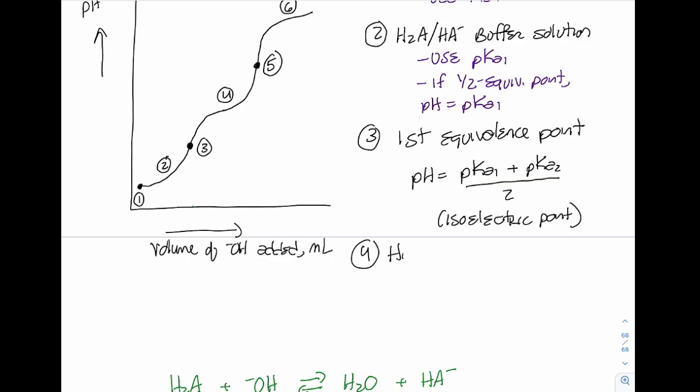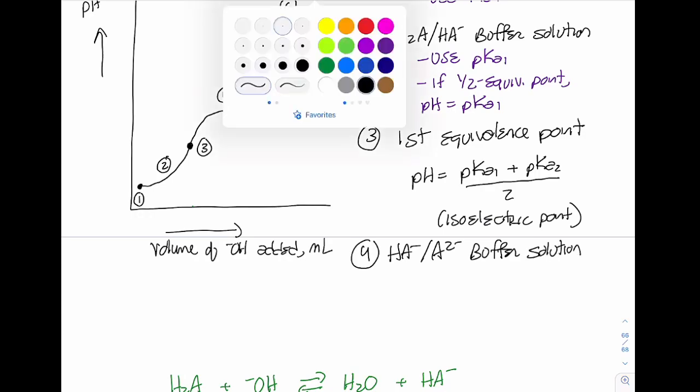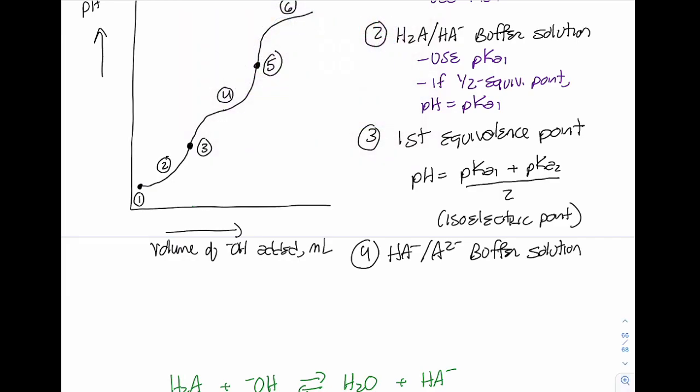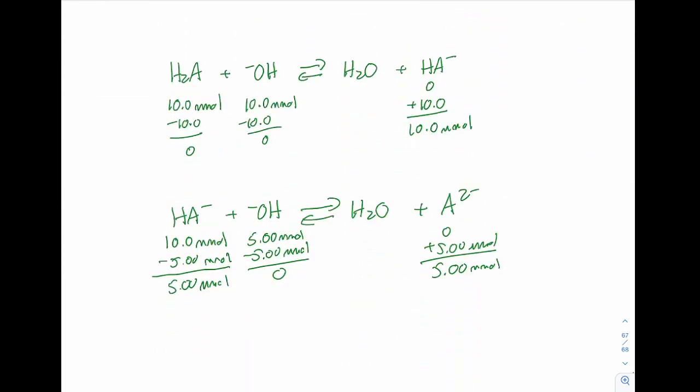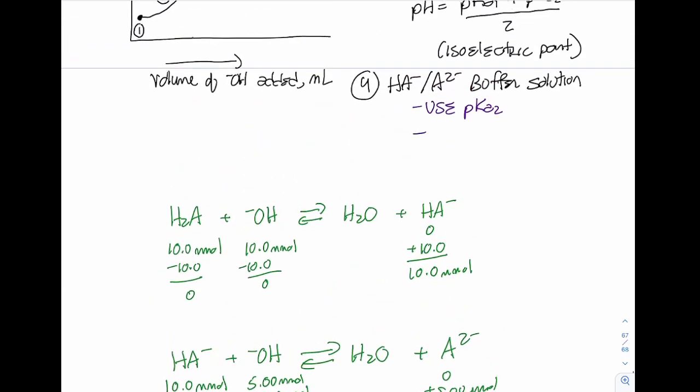It's going to be an HA minus A2 minus buffer solution. Again, you can use the Henderson-Hasselbalch equation, but this time you do need to use pKa2. And then if you're halfway to the second equivalence point, which we are in my example, the amount of HA minus that I have is the same as the amount of A2 minus. My pH is going to be equal to pKa2.